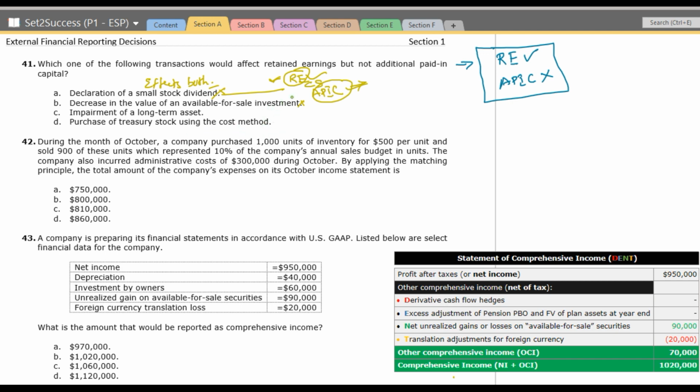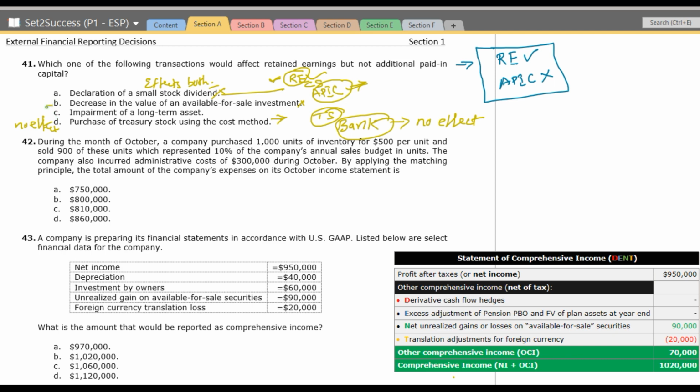Now, purchase of treasury stock using cost method. When we are purchasing treasury stock at cost method, what entry do we pass? We are going to debit the treasury stock account and credit the bank account. So your treasury account is affected and your bank account is affected. There is no effect on retained earnings and APIC. So here, purchase of treasury stock has no effect on both retained earnings and APIC.